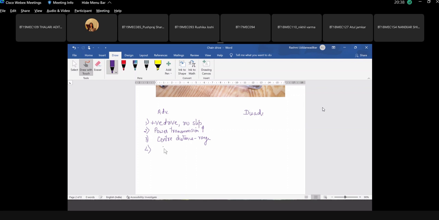Efficiency as high as 98%. What do you think the requirement of initial tension is as compared to belt drive? Do you think this requires initial tension? Yes or no? Not required. Yeah, so as compared to belt drive, it is very, very small. It cannot be very loose. It has to have some tension. It cannot be zero. So this initial tension required is very small as compared to belt drive.